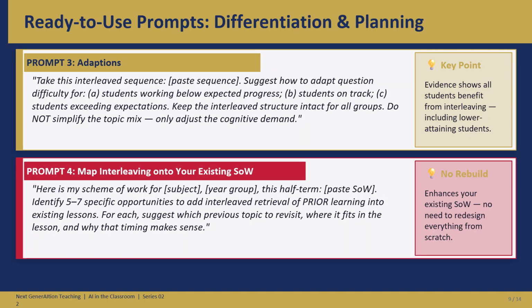Prompt 3 is for adaptation and differentiation, and I want to be specific about what this means in the context of interleaving. Prompt 3, adapt for differentiation. Take this interleave sequence, and then again you paste the sequence. Suggest how to adapt question difficulty for A, students working below expected progress, B, students on track, and C, students exceeding expectations. Keep the interleave structure intact for all groups.